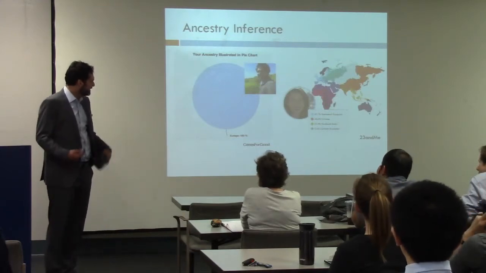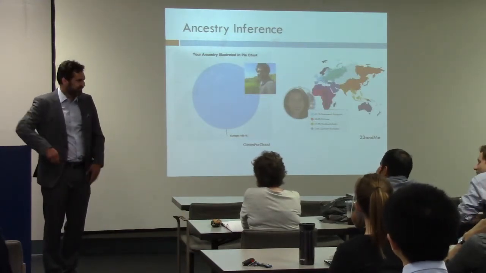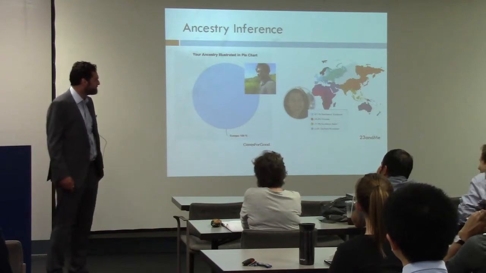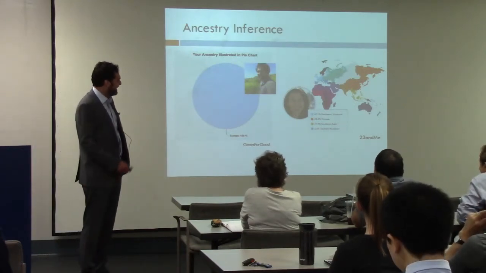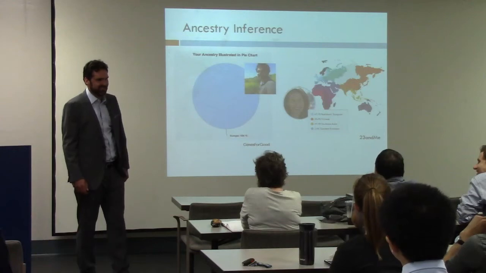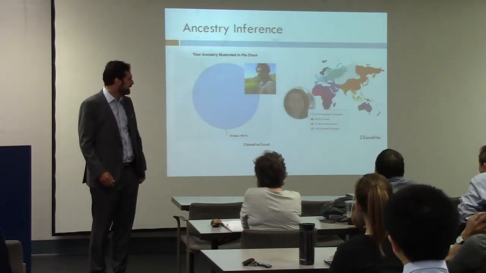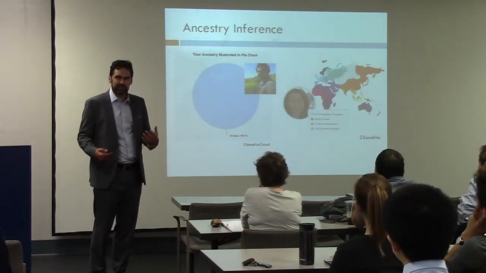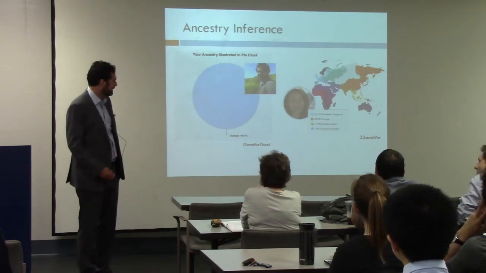So some of us, like myself, my ancestry is relatively easy to understand. It's European. However, other people have much more complex ancestry. And as geneticists, we want to know not just what the proportions are, but what does it actually look like down at the genetic level.